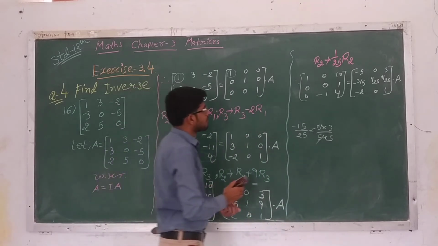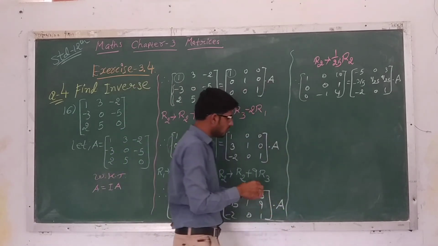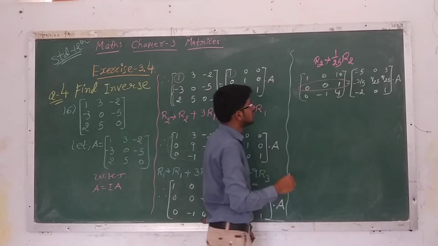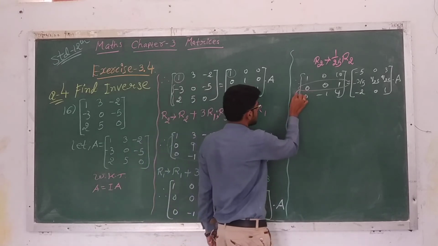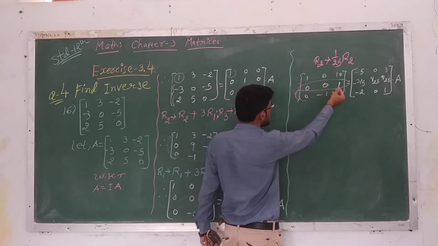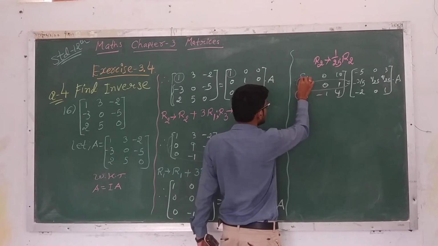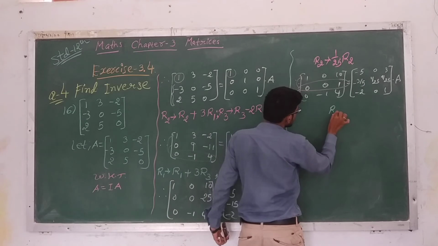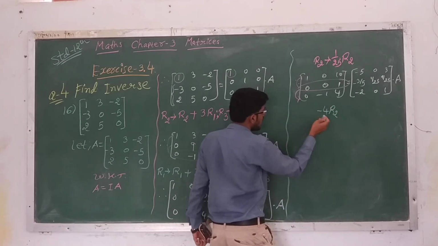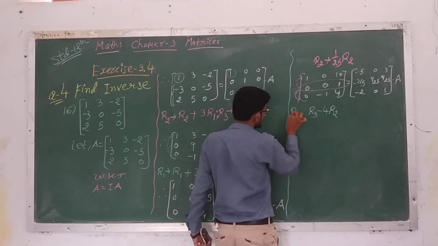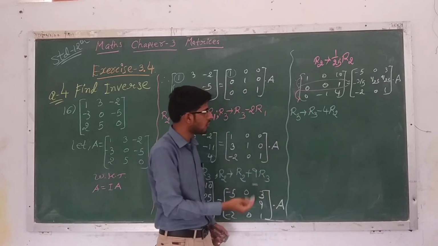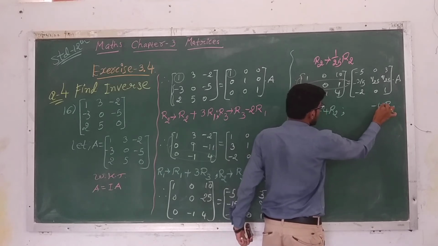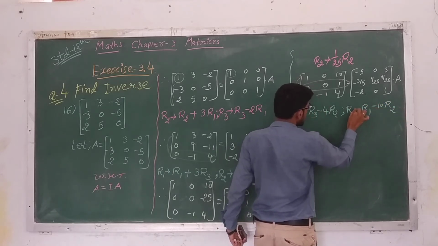What is our next row? Next we have to multiply the second row by minus 4 and add it to the third row. And the same thing, multiply the second row by minus 10 and add it to the first row. So write down R3 minus 4 R2, and R2 multiplied by minus 10 added to R1.